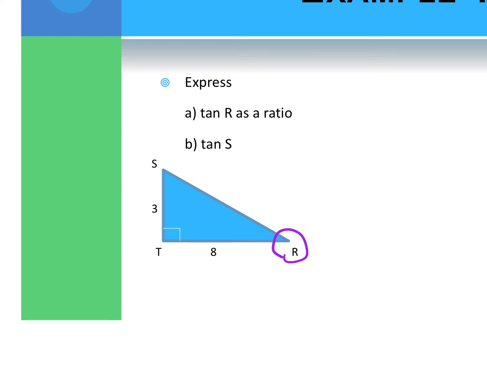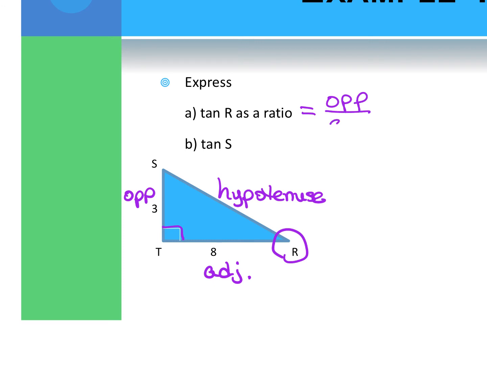So in relation to angle R, again, here's my right angle. So this one's my hypotenuse. And then opposite to angle R is the 3. And next to, or adjacent to, angle R is the 8. So when I want to express this as a ratio, I'm doing opposite over adjacent. So my answer is 3 over 8.